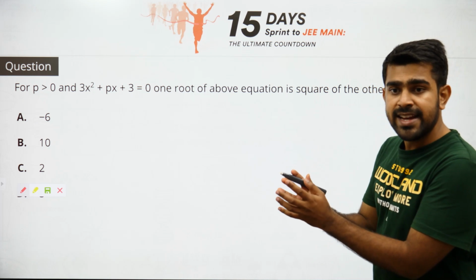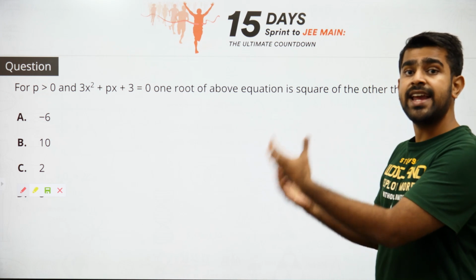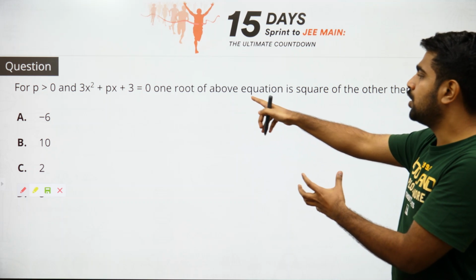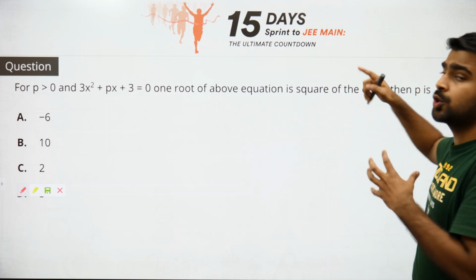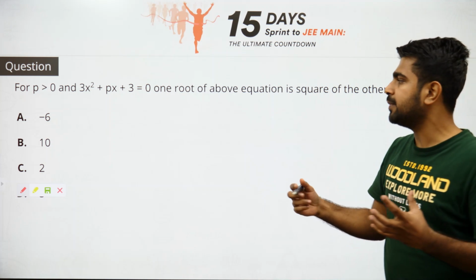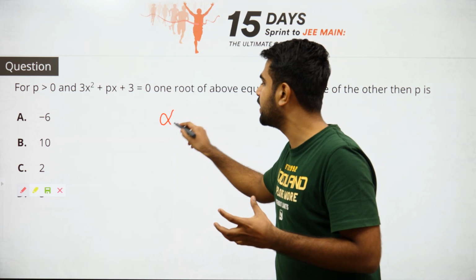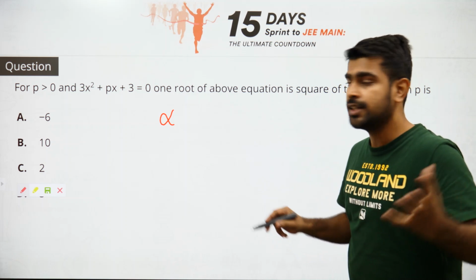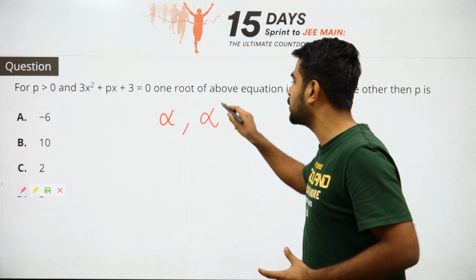Now, what are they saying about this quadratic equation? They are saying that one root of this equation is the square of the other. That means if I say alpha is one root, then what is the other root? The other root is alpha square.